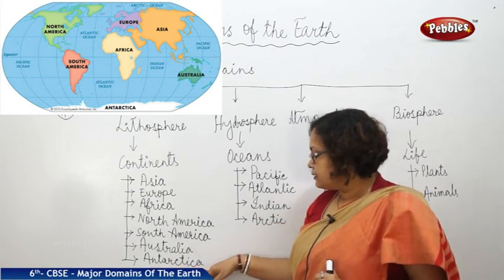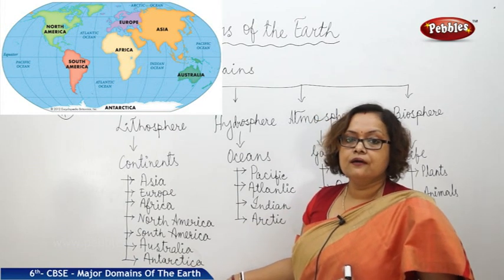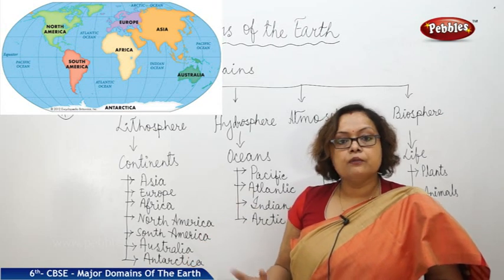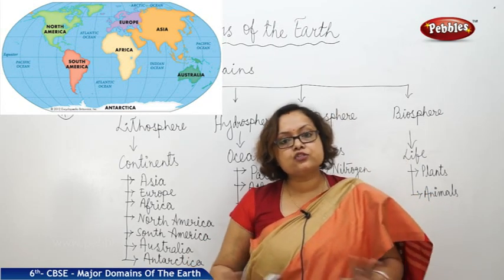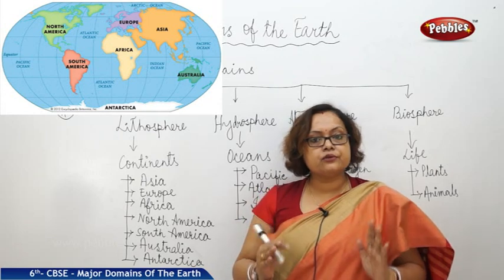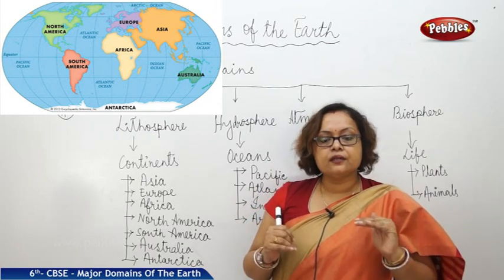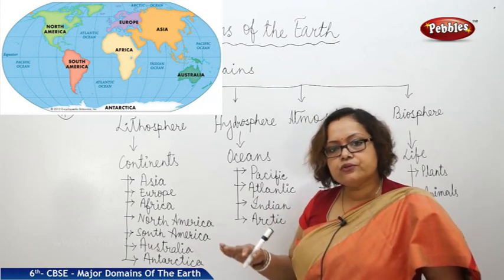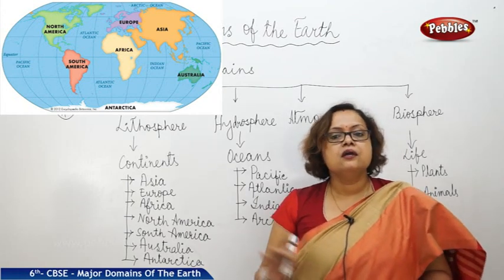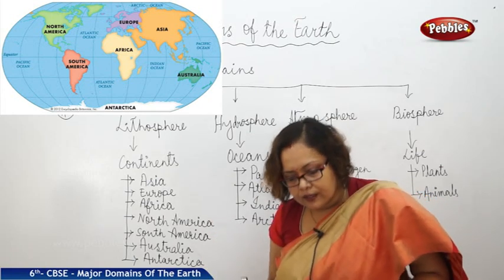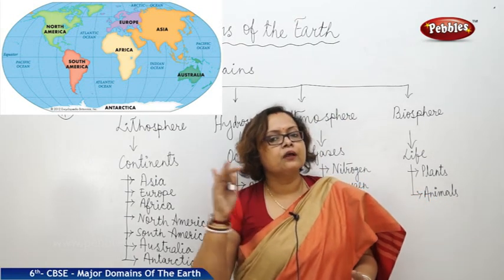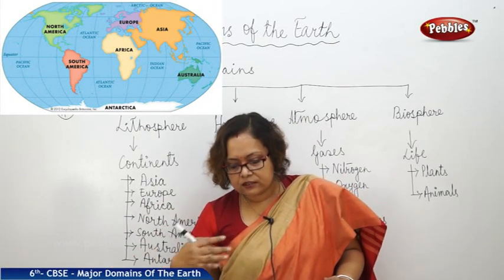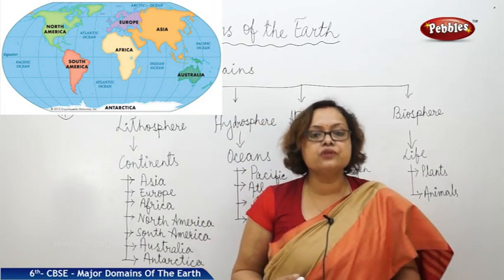The last one is Antarctica, the ice continent, the continent that is completely full of ice. People cannot inhabit it, it is not possible there. The temperature is so low that we cannot live there for a long time. But most countries have their research centers in Antarctica. Even India has research centers in Antarctica. They are known as Dakshin Gangotri and Maitri.